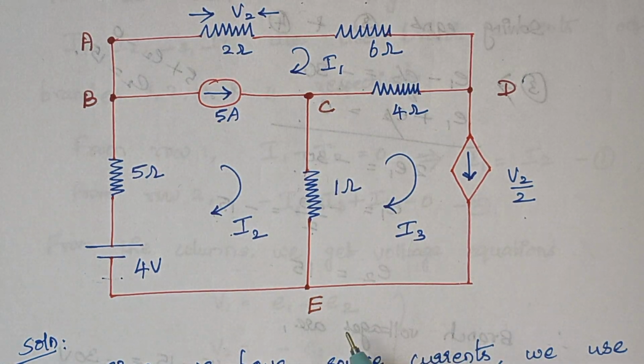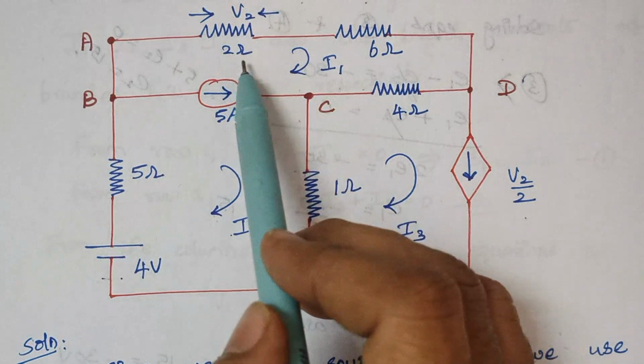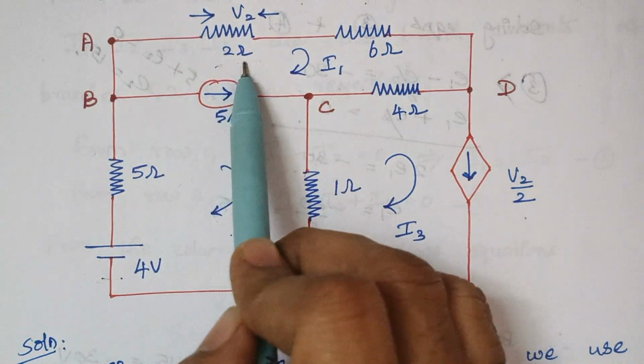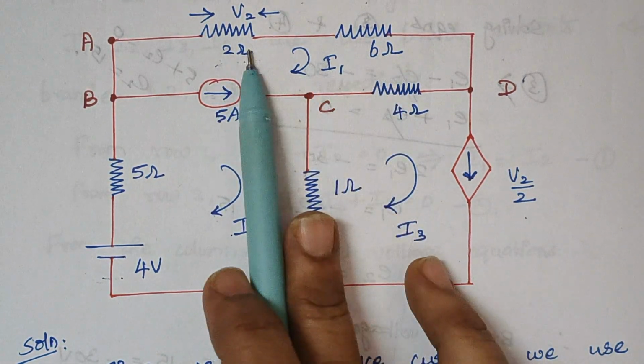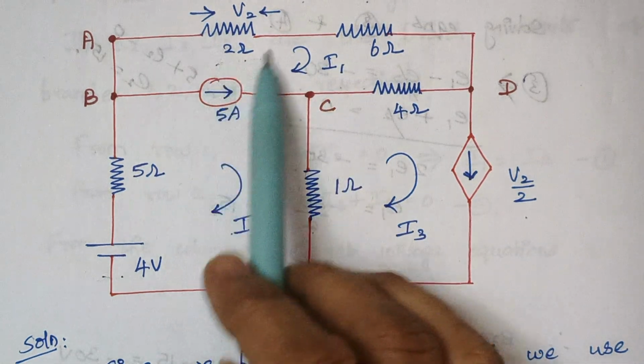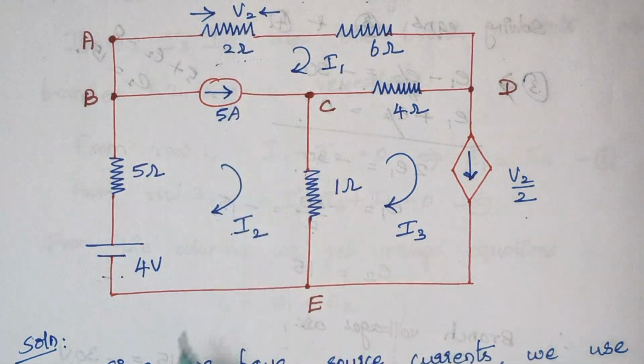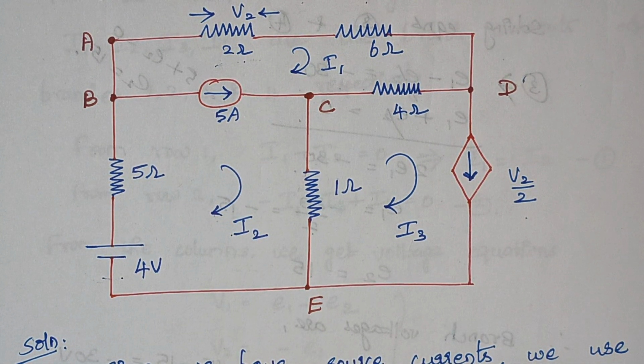And even if you want to simplify, no need to simplify because we need to find the voltage across this 2 ohm resistor, right? Since these two resistors are in series we can add, but don't add because we need the voltage across this 2 ohm. So here it is given as V2. So first write down the equation.